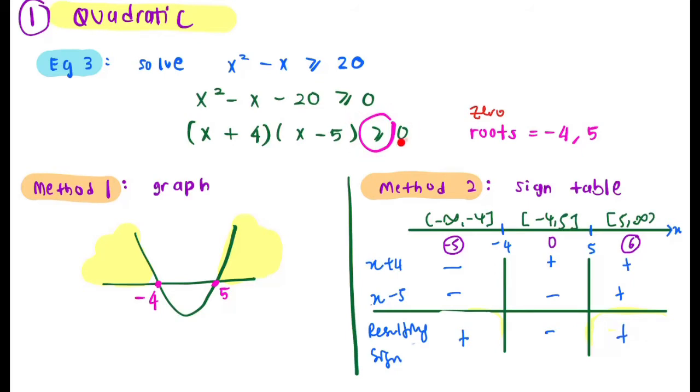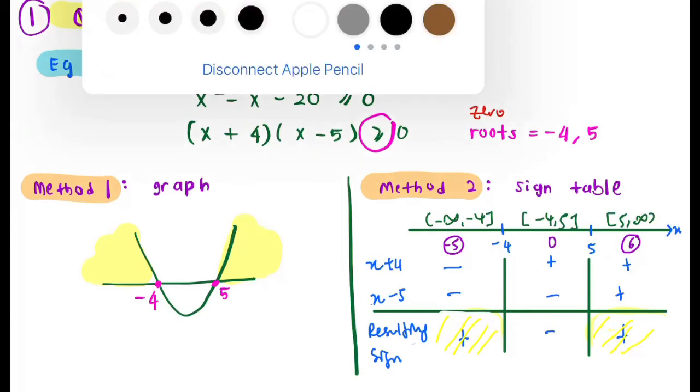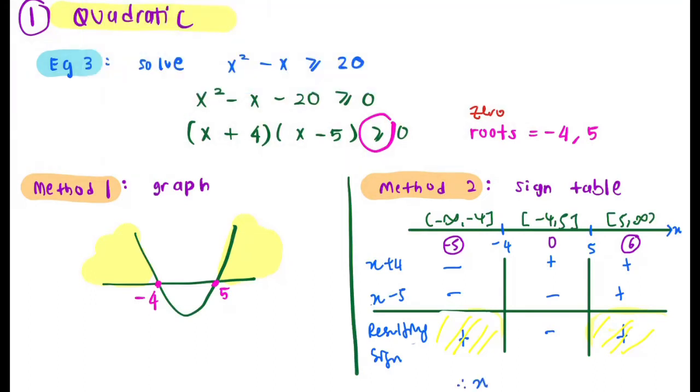So please check again. We want our answer to become positive. Therefore, your answer is this one and this interval. So let's conclude our answer. Therefore, x is from, take this interval, minus infinity until minus 4 included, union this interval here, 5 until infinity. So this is your final answer.